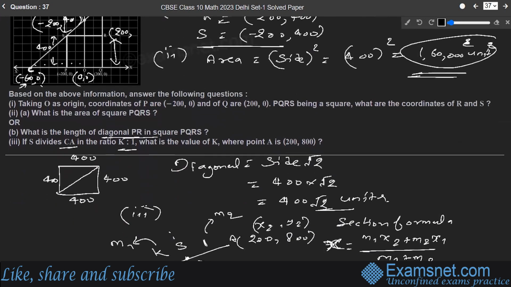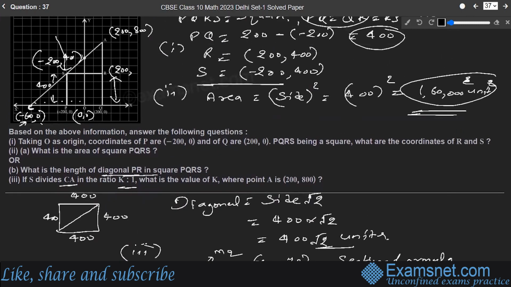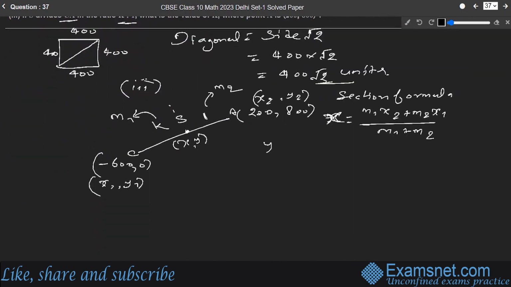So we already know the coordinates. The other coordinate, the y coordinate, will be 400. So we can write that also. The y coordinate will be (m1 y2 + m2 y1) divided by (m1 + m2), where m1 and m2 are nothing but k and 1, and the y coordinate is already calculated to be 400. So let us use this.